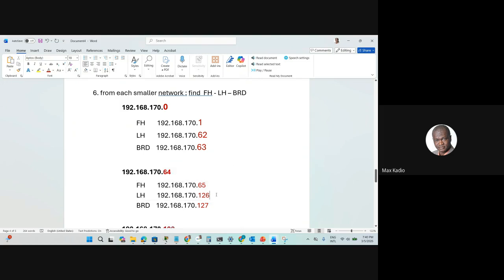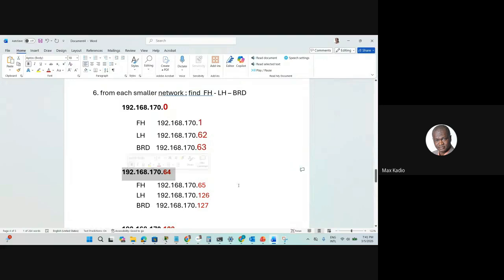So what does it mean, first host, last host? It means here you assign 65, 66, 67, 69, 71 till 126. You have a lot of these to assign. So 111 should be somewhere around here in this group. Now you can say that that IP belongs to this network.